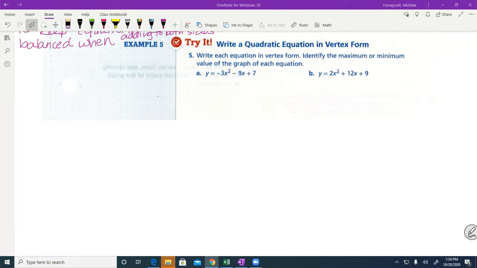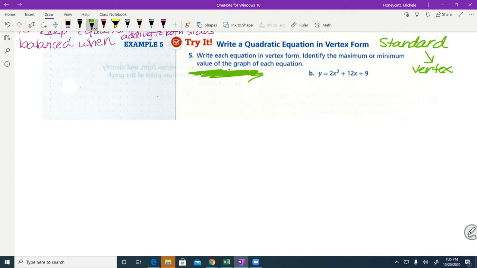Then on example 5, we are asked to write the equation in vertex form. This is how I would convert from standard form into vertex form. We can do that by completing the square. So let's look at 5a. It says write each equation in vertex form. Then we're going to identify the maximum or minimum value and graph each equation. Okay, so let's do example B, because example A has a lot of fractions in it. We work it out the same way, it's just B's a lot prettier.